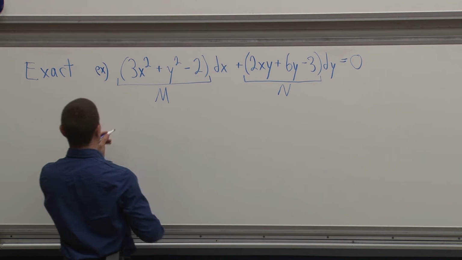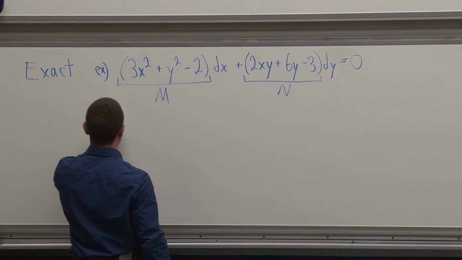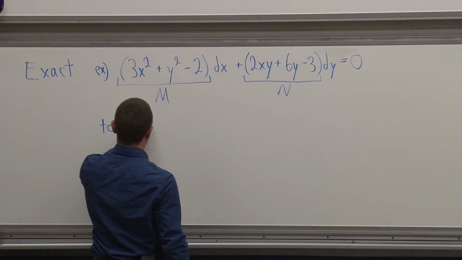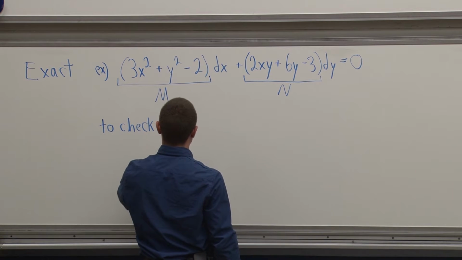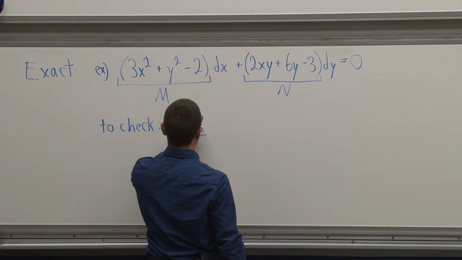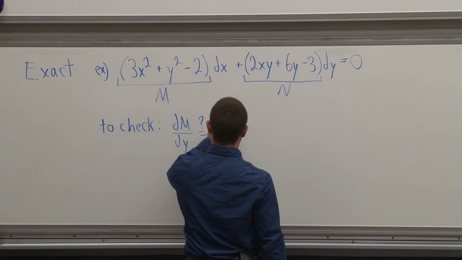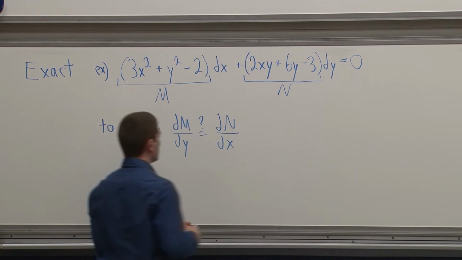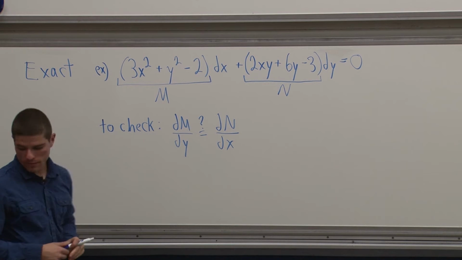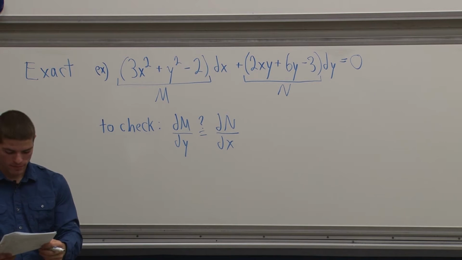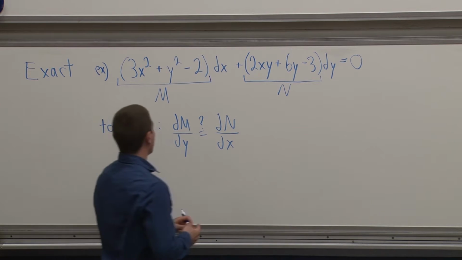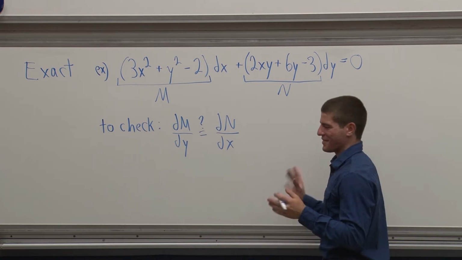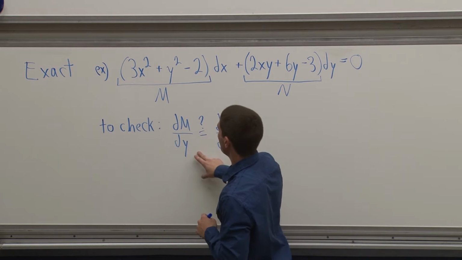So to check, I'll even write this: dM/dy, I'll put equals and then a question mark on top of it, dN/dx. Just like that. All right. Wait, is that right? Yeah, okay. I was like 80% sure because I haven't done this in a while. All right, so dM/dy.